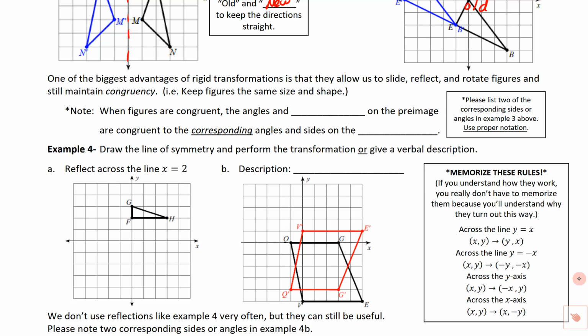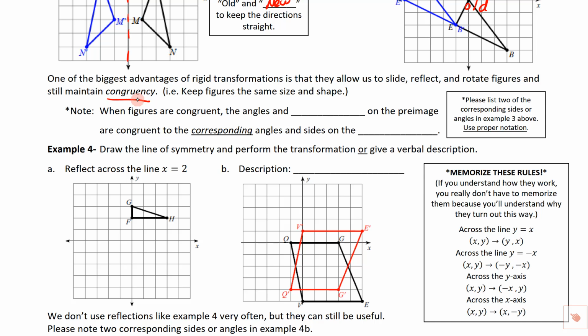It says one of the biggest advantages of rigid transformations, and remember, rigid means they don't change the size or the shape. They might change the orientation, but they don't change the size or the shape. They allow us to slide, reflect, and rotate figures and still maintain congruency.